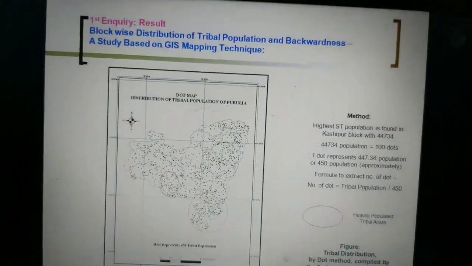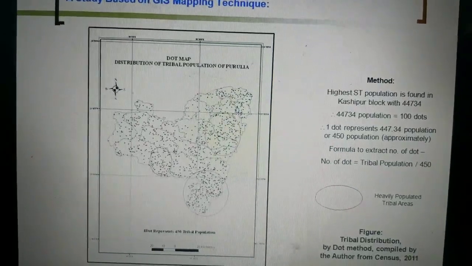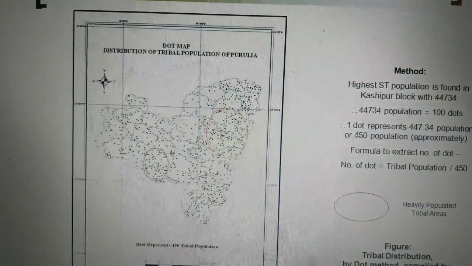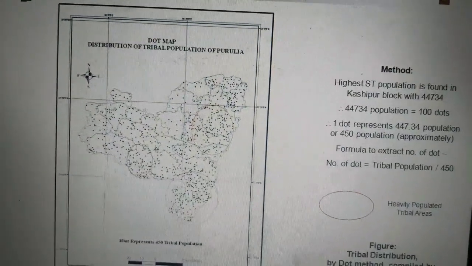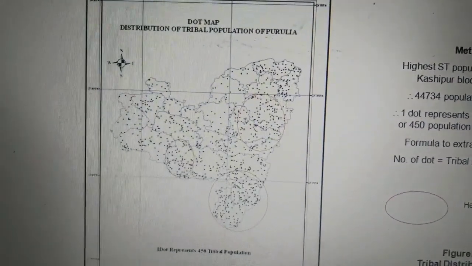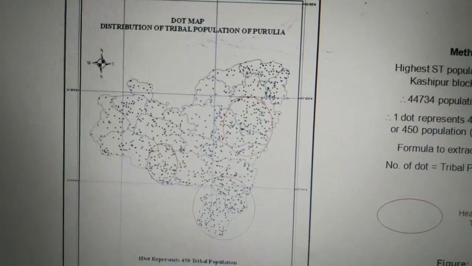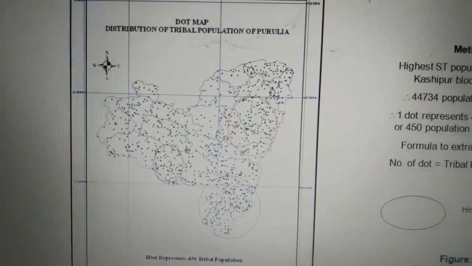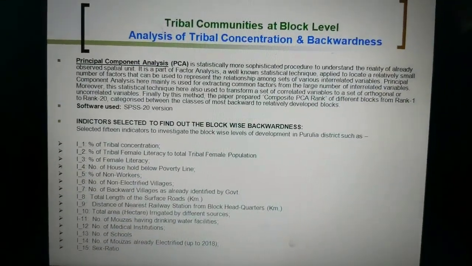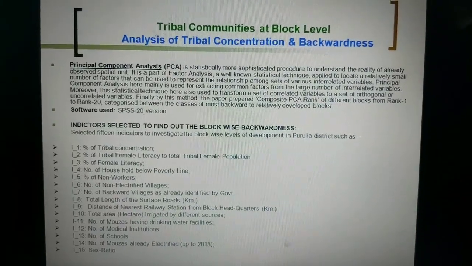Now, as a geographer, my first concern was where the tribal population is actually concentrated in the district. With the help of this dot map, which is the most suitable method of representing any population distribution, you can see in the southern portion, in the eastern portion, in the southwestern portion, the tribal concentration is maximum in the district. Now, in my next slide, I'll be talking on whether tribal concentration leads to underdevelopment.